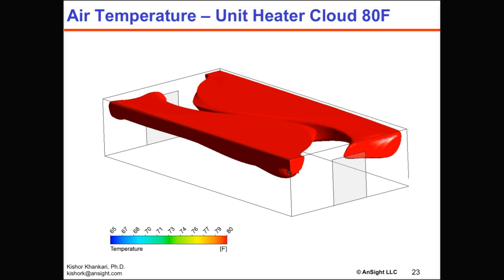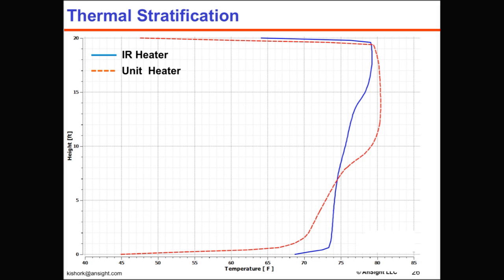Hot air goes up. Have you heard the word thermal stratification? Thermal stratification means cold air sits near the floor, hot air sits near the ceiling. And the higher the stratification, the more hot air will be sitting near the ceiling and colder air will be sitting near the floor.